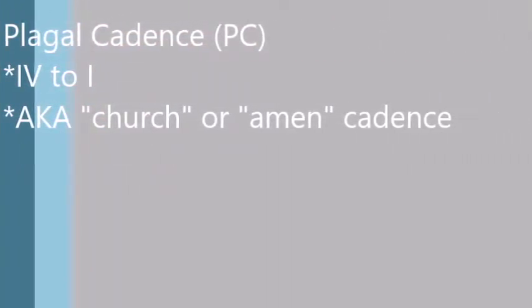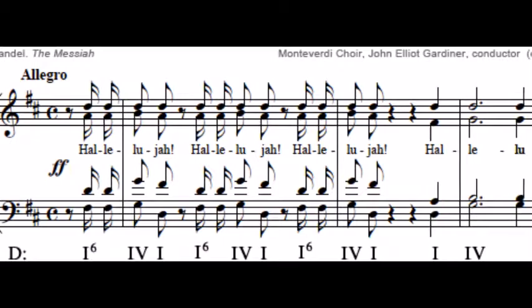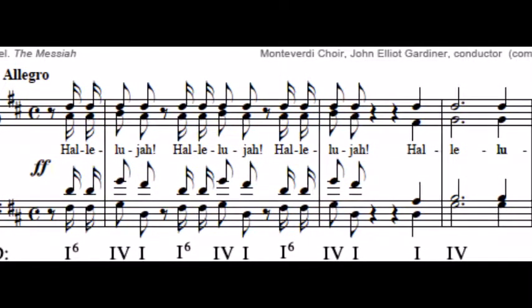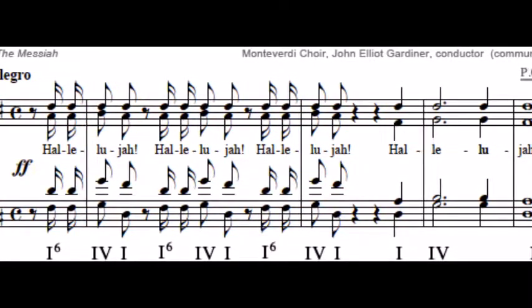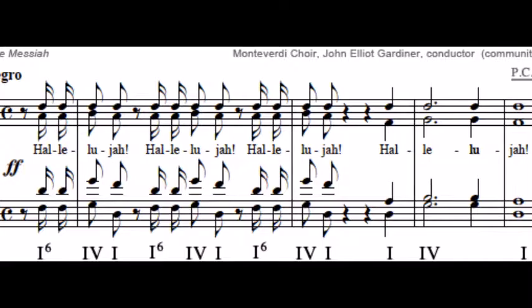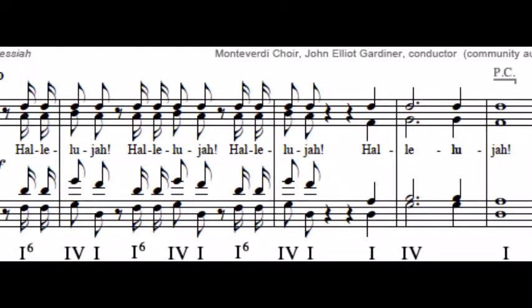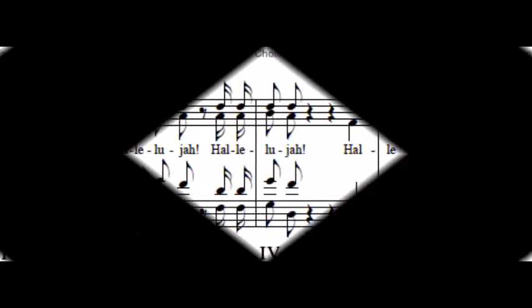Next we have the plagal cadence, or PC. It's commonly considered the church or amen cadence, with chord progression motion going from a 4 to a 1. What sets the plagal cadence apart from the rest is the fact that it's not commonly used. When it is used, as said earlier, it's considered more of a churchy or holy piece. So for example, in Handel's Messiah, there are a lot of hallelujahs and amens, and all of those are plagal cadences with 4 to 1 motion.